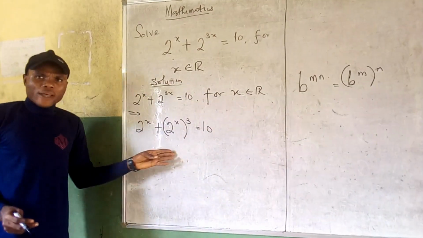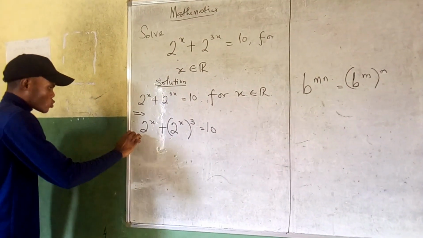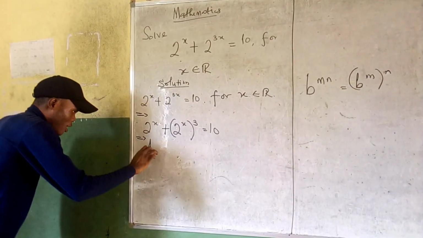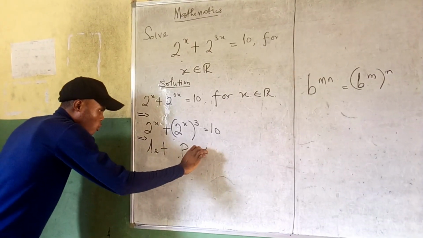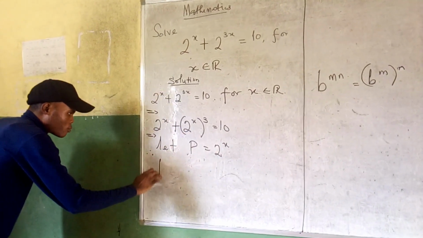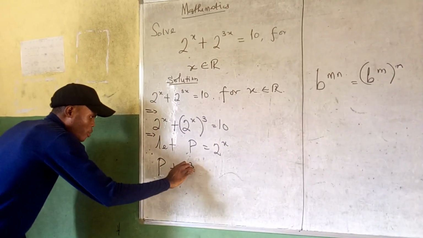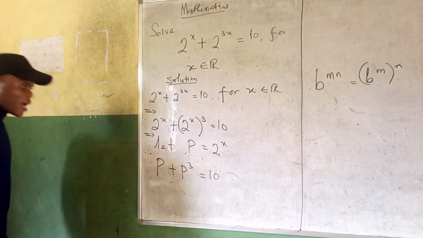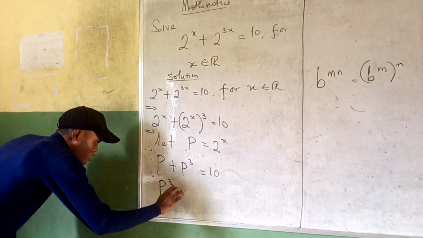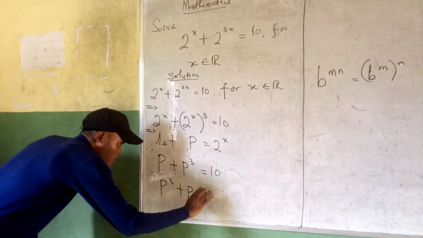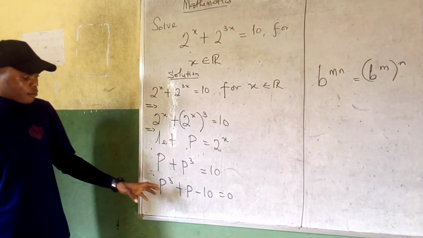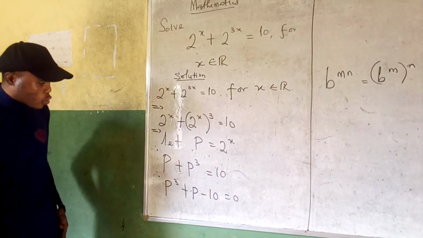Alright, the best way to solve this problem is to substitute for 2 raised to power x. That is, I can say let p equals 2 to the power of x, so that this equation becomes p plus p cubed equals 10. And if I rewrite this equation, I'm going to have p cubed plus p minus 10 equals 0. If you look at this equation, it is a cubic equation.